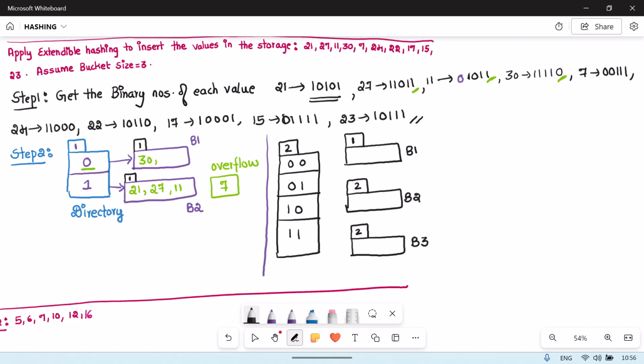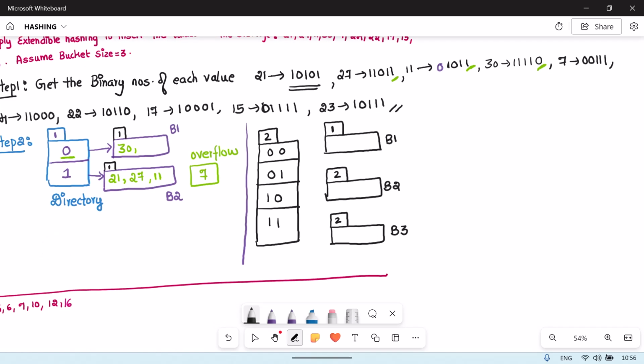Are you clear with this step? Let me explain again. When the overflow occurred in the bucket B2, I split that bucket into two parts. So one is bucket 2, then the other one is bucket 3. This B1, B2, B3, you need not write. I have written it so that you can understand it. In the test, if they ask, you need not write. In your mind, you should know that you are splitting B2.